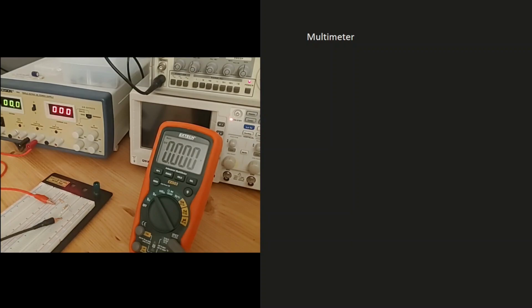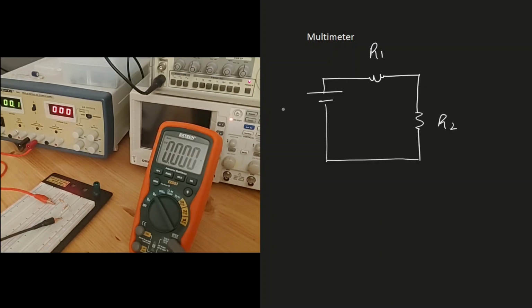Now I would like to discuss how to measure voltage and current in your circuits. There are a few simple rules that we need to follow to make sure that we use the instrument safely without damaging the fuse inside the multimeter. So let's say we have this simple circuit where I have these 2 resistors connected. So let's say this is R1 and R2. And I have a voltage supply of, let's say, 5 volts.